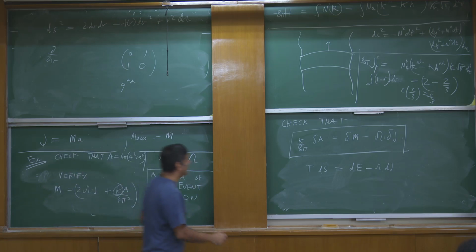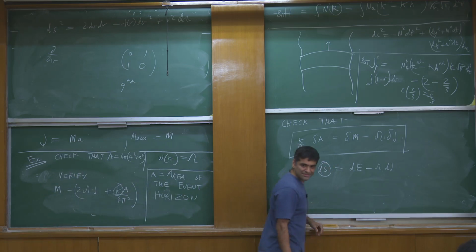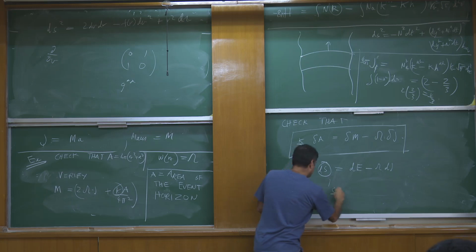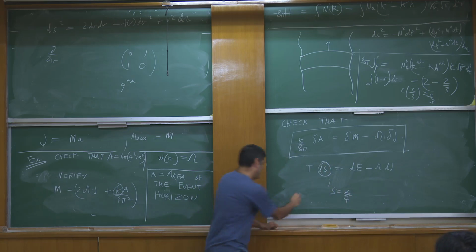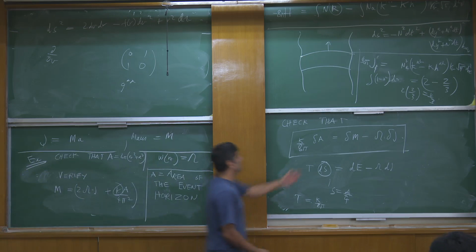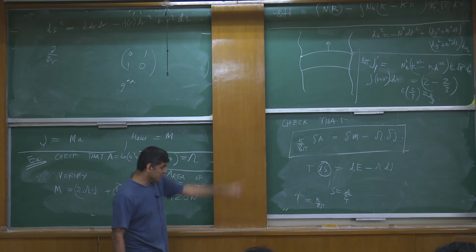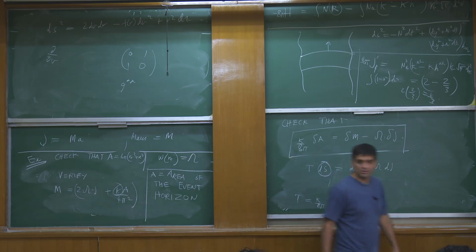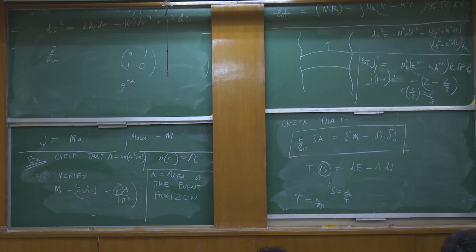And indeed, what we're going to do is to, as I will try to explain, interpret S as A divided by 4, and T as this kappa which I have here defined for you, divided by 2 pi. So we're going to associate a temperature and an entropy with black holes. We've already associated mass, angular velocity, and angular momentum. We're going to use this formula to associate a temperature and an entropy with black holes. And note that with this association, black holes obey the first law of thermodynamics.